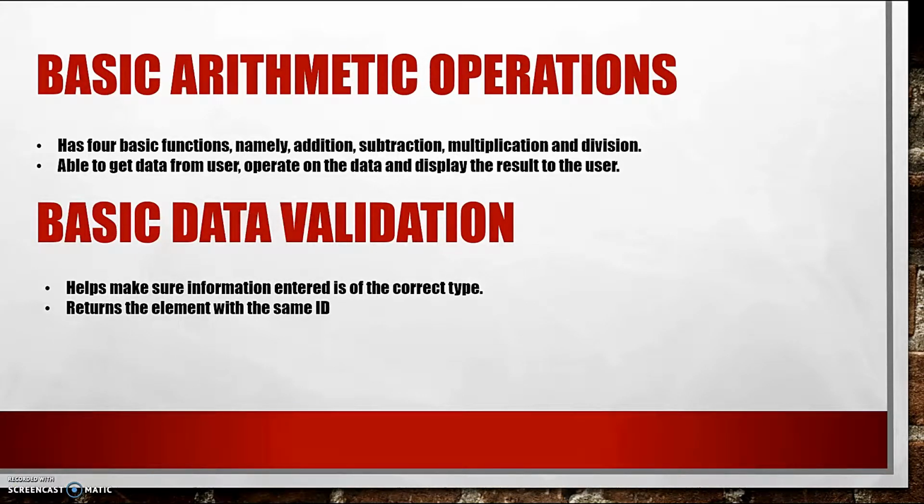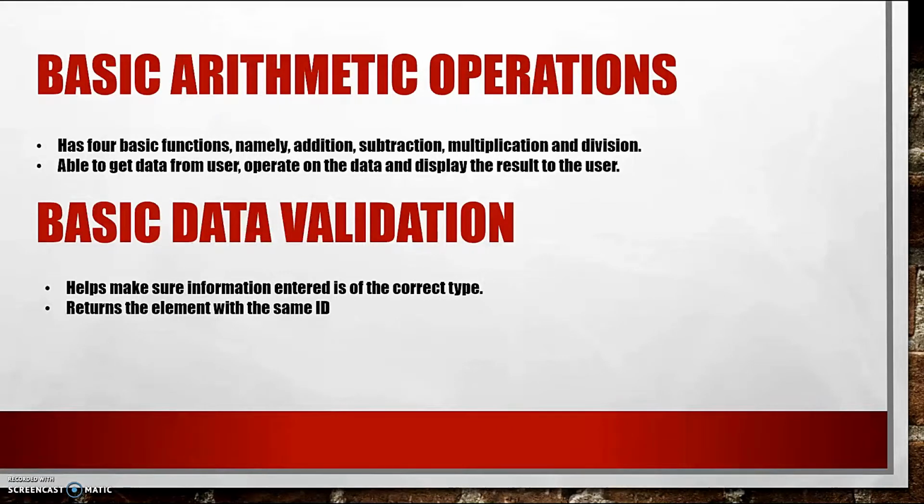Now we'll be talking about basic arithmetic operations. In basic arithmetic operations, we have 4 basic functions, namely addition, subtraction, multiplication, and division. By using GetElementById, the program is able to get the data from the user, operate on the data, and display the results to the user.